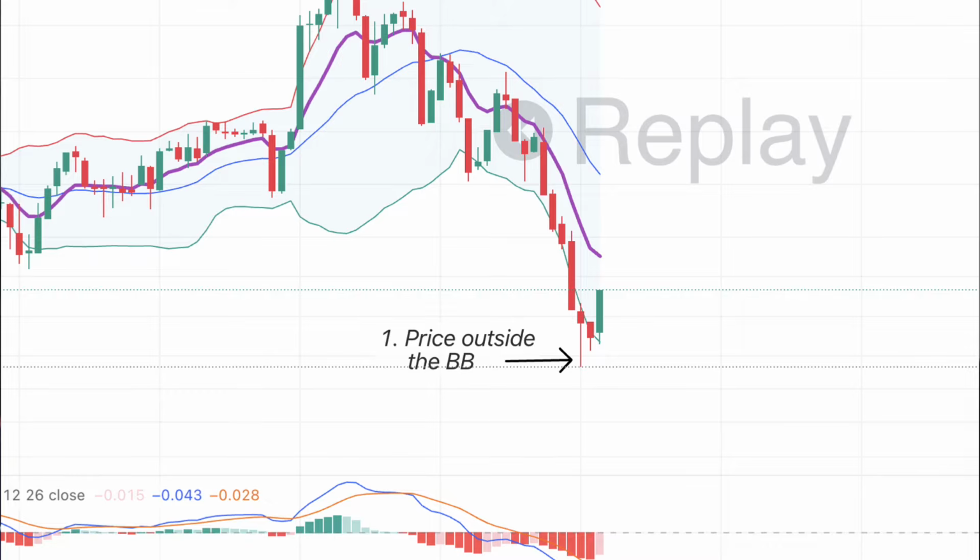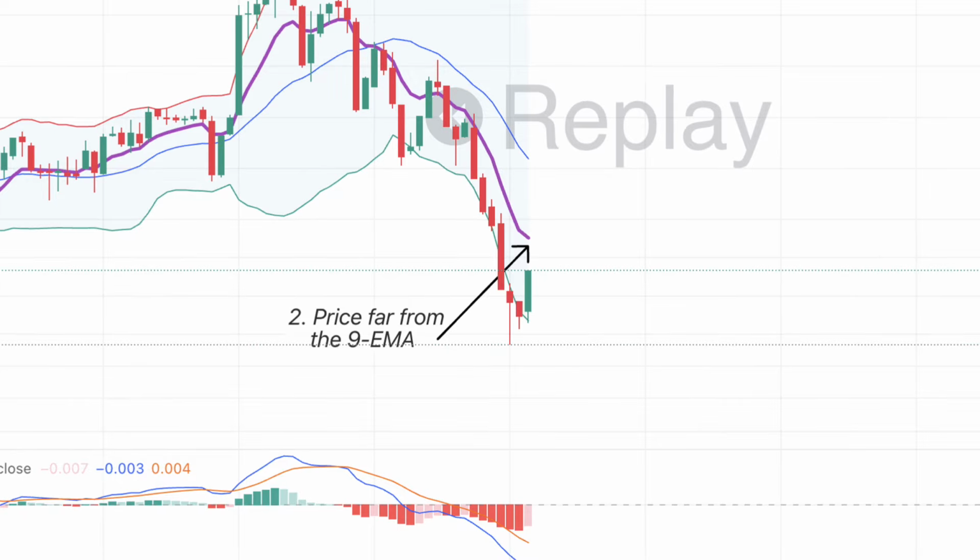Number 1, price is completely outside the Bollinger Band. This is your early warning. Price shouldn't live outside the band for very long. Number 2, price is extended far away from the 9 EMA. So the distance shows how overstretched that move is. The bigger the gap, the higher the chance of a snapback.